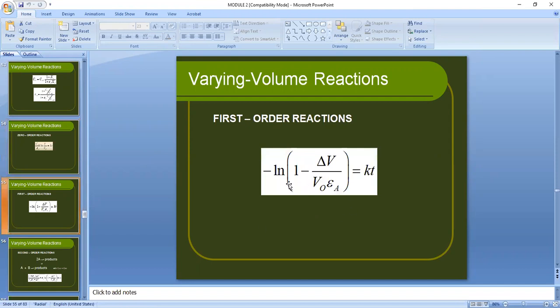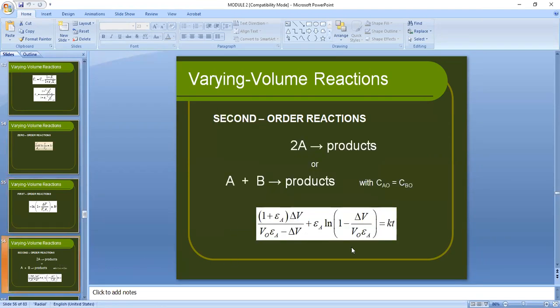Now, for first order, this will be the formula. So this time you will have the change in the volume, delta V. Oftentimes the problem gives you this or allows you to determine this. And for second order reactions, we have this one.